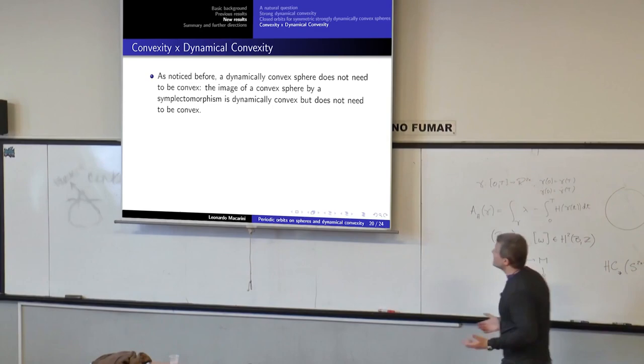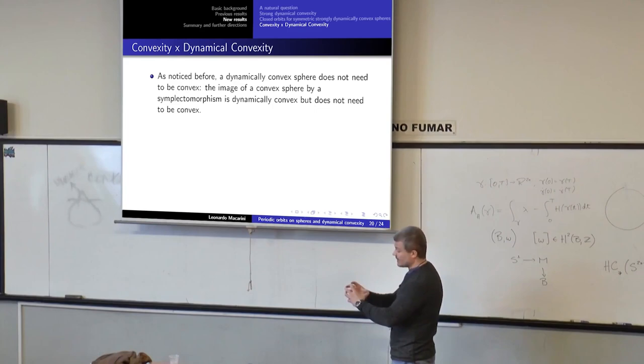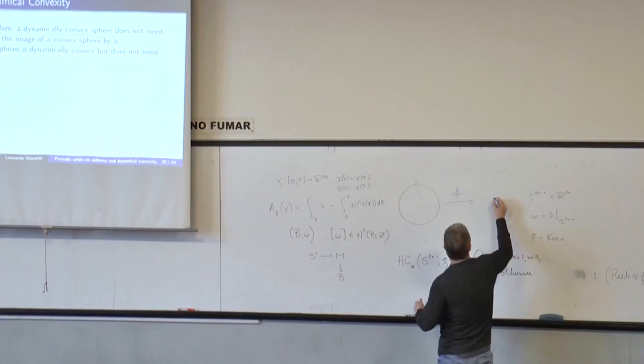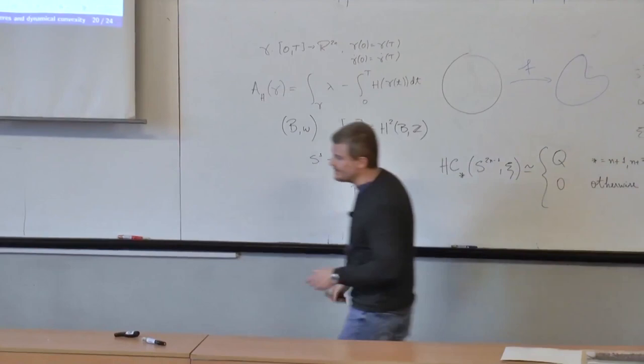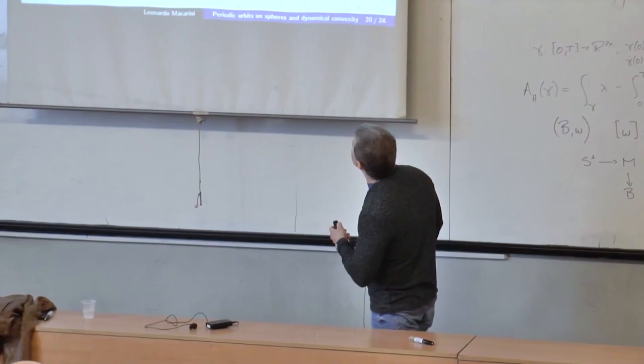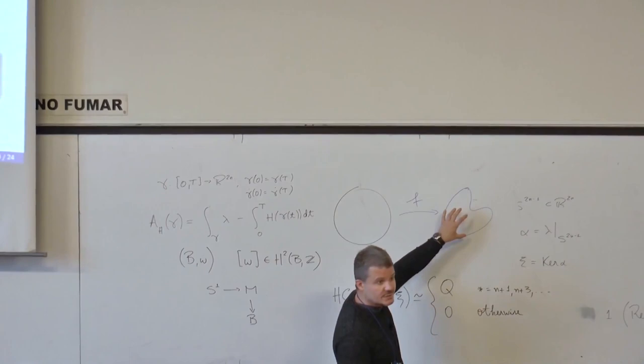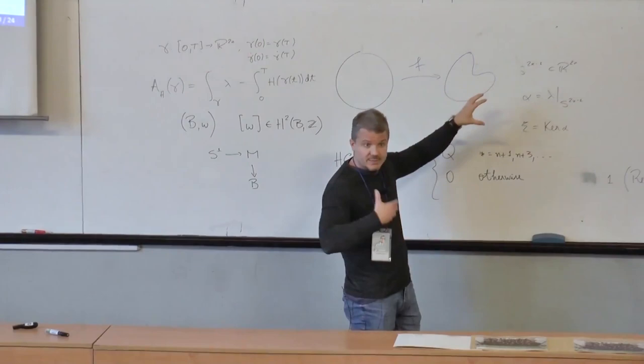So as I said before, a dynamically convex sphere does not need to be convex, right? Because you can take a convex guy and take the image of this convex guy by some symplectomorphism. It does not need to be convex, of course. But dynamical convexity is invariant by symplectomorphism. So the image of this convex guy by this symplectomorphism is not convex, but it's dynamically convex.